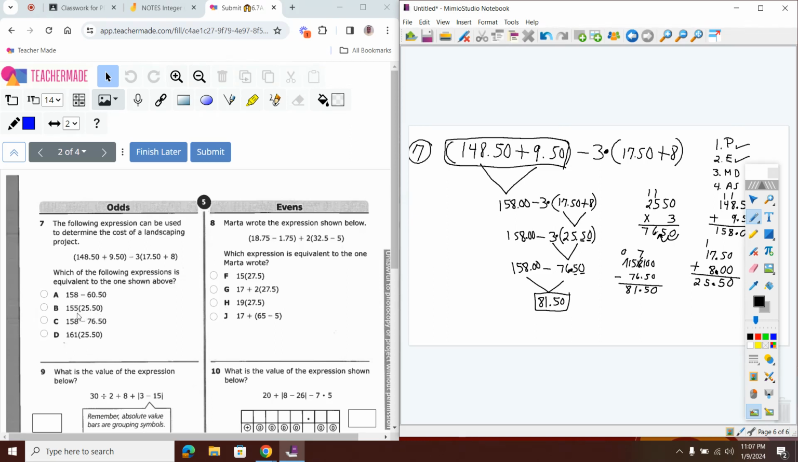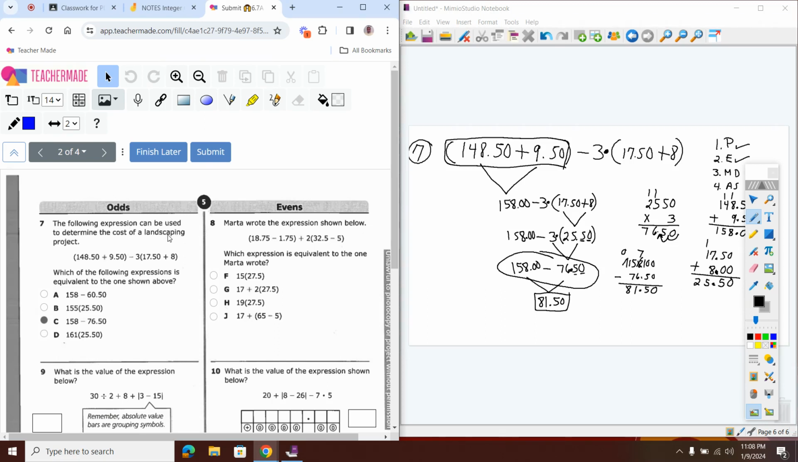Do I have 155 times 25, 550? No, I don't have that. I have 3 times 25, 550, but never 155. That's not the answer either. Do I have 158 minus 7650? Let me see. 158 minus 7650. Oh, here it is. The equivalent expression is right there, the last step. 158 minus 7650. If I do that, I should get 8150. So that's why the answer is C.